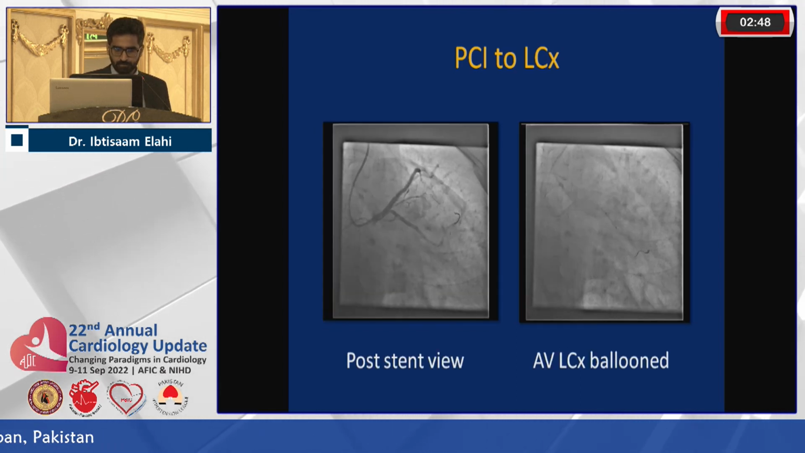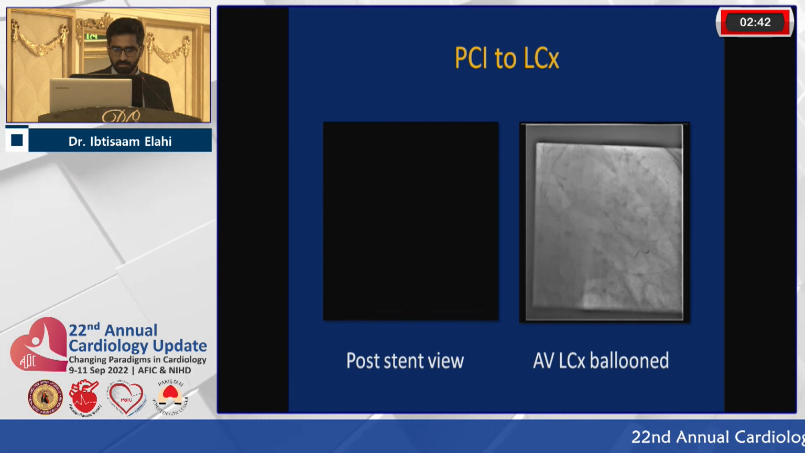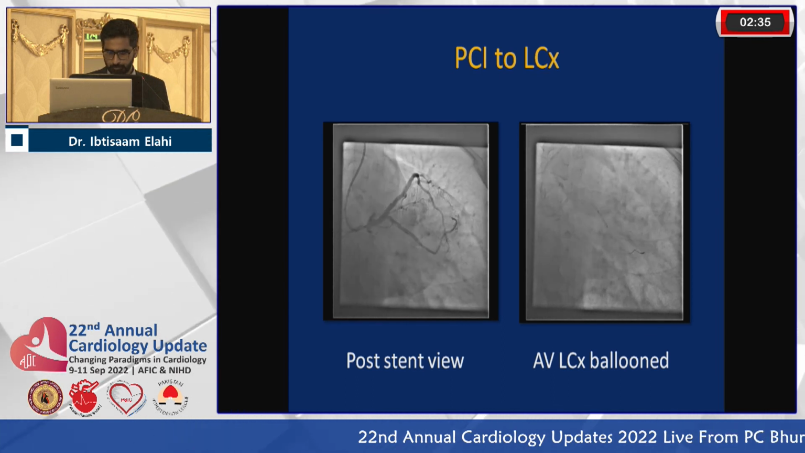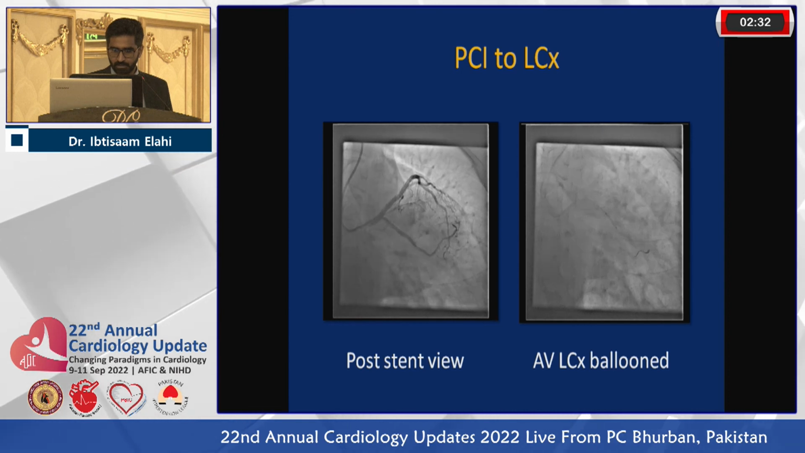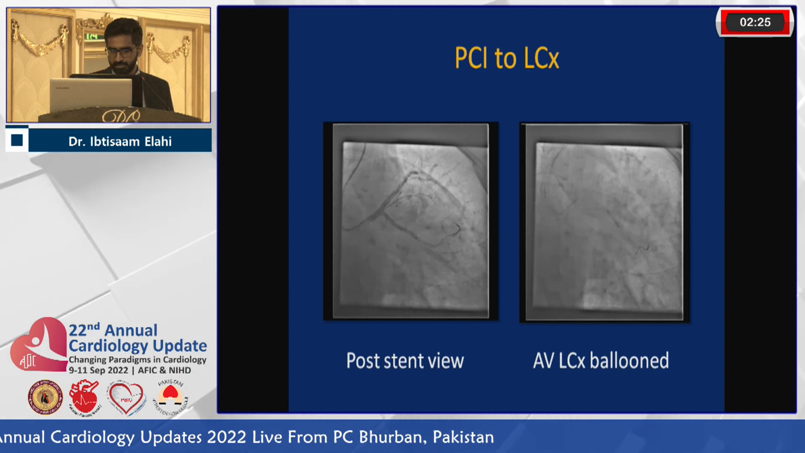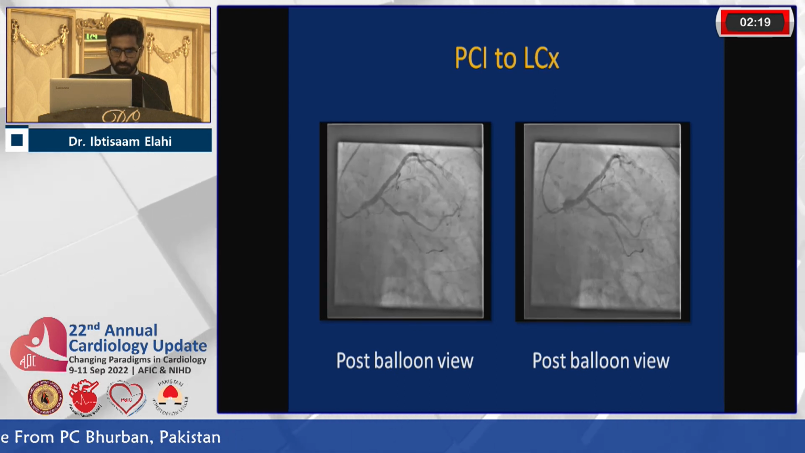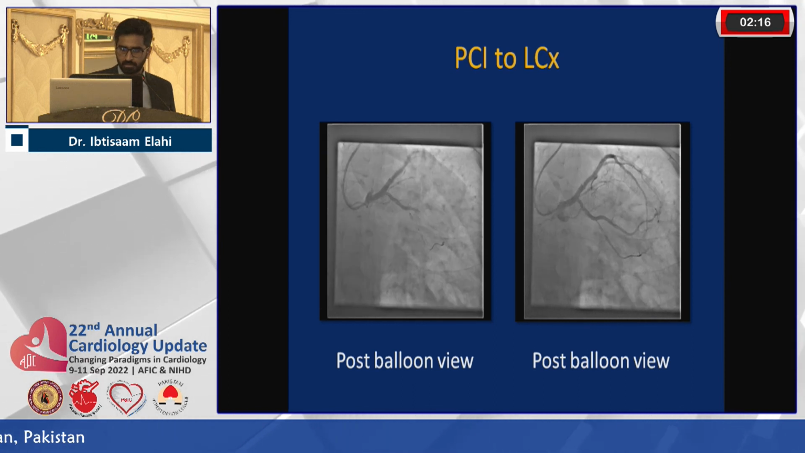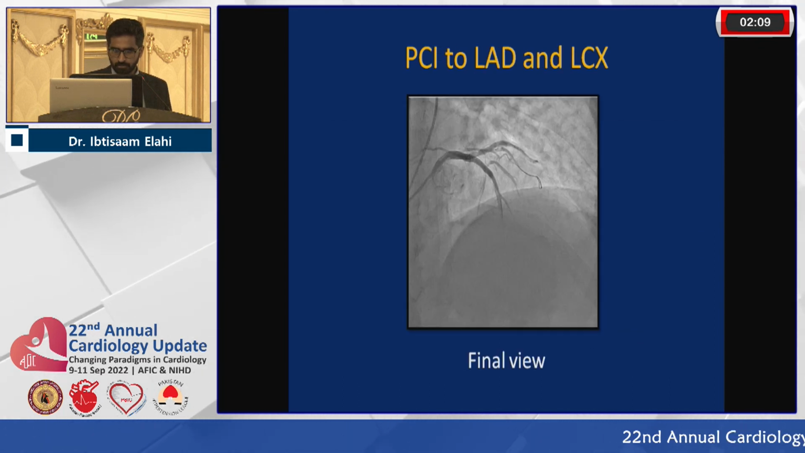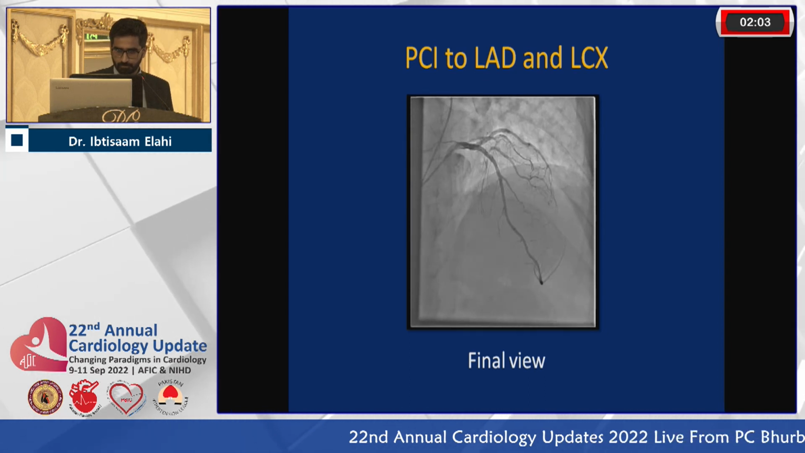This is the post stent view, which showed good flow in circ, but there is again an occlusion in AV circ, the branch of left circumflex. So after this, AV circ was ballooned with 2.5 by 15 mm at low pressure, and this is the post balloon view, which shows good flow in left circumflex. So this is the final view after PCI to LAD and circ. Thank you.